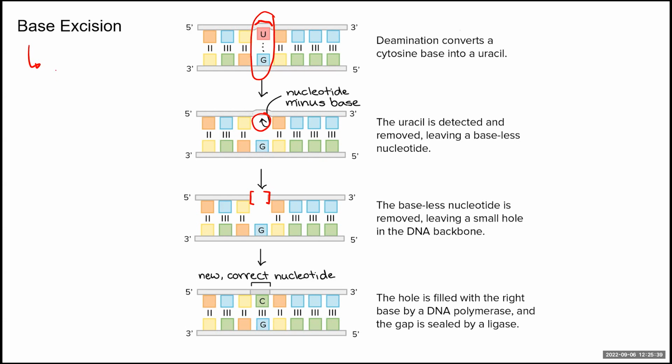Base excision occurs when a single base is removed and replaced. The repair system then reads the template on the opposite side and adds the appropriate nucleotide as a match, replacing the C that had been deaminated with a new C.